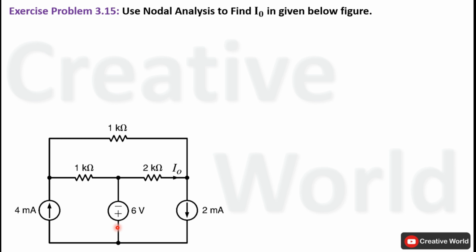This is the circuit diagram of given problem. Inside this network, we have to find the value of current through this 2 kilo ohm resistive branch labeled as I0 with this specific direction. And we have to apply nodal analysis technique on this network. So without wasting time, let's proceed towards the solution of the network.